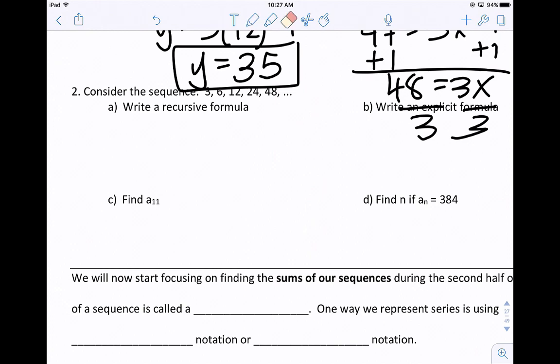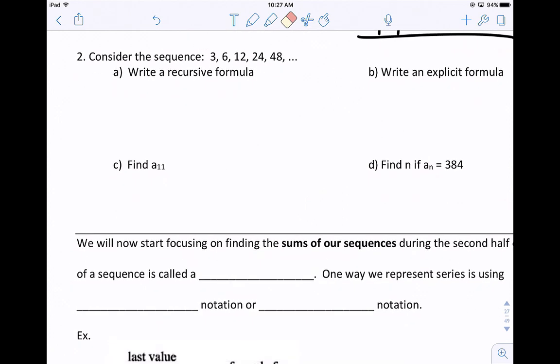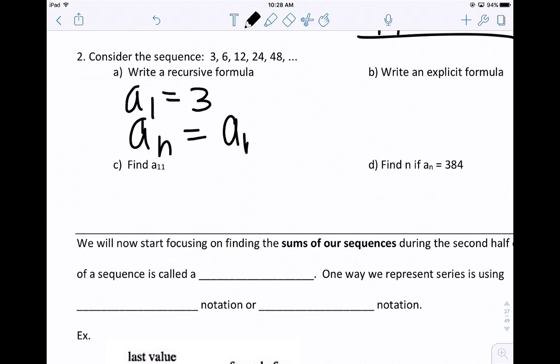Okay, next. Let's try the next one. Consider this sequence. This one is geometric. We can see it's being multiplied by 2 every time. So the recursive formula, the first term is 3. To find any value of n, we take the 1 before it and we multiply by 2.